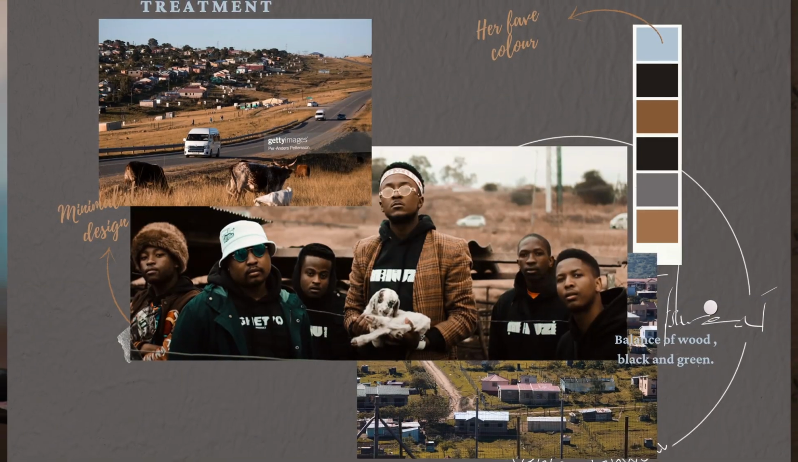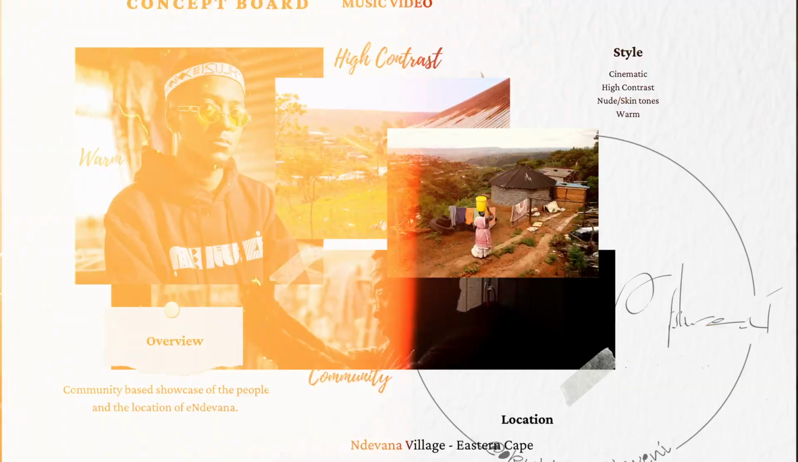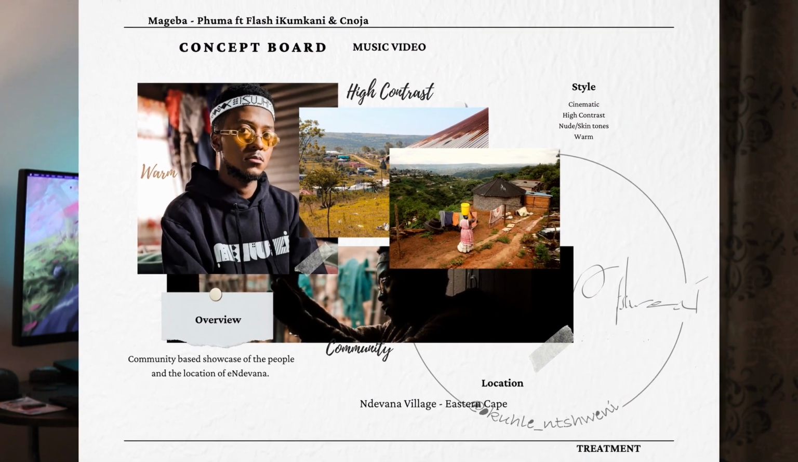First things first. The first thing I do is a treatment. A treatment is basically a way of brainstorming with the artist that you're working with. It's like a file, a vision board, mood board type of thing, that helps put into perspective the vision that you have for the artist.